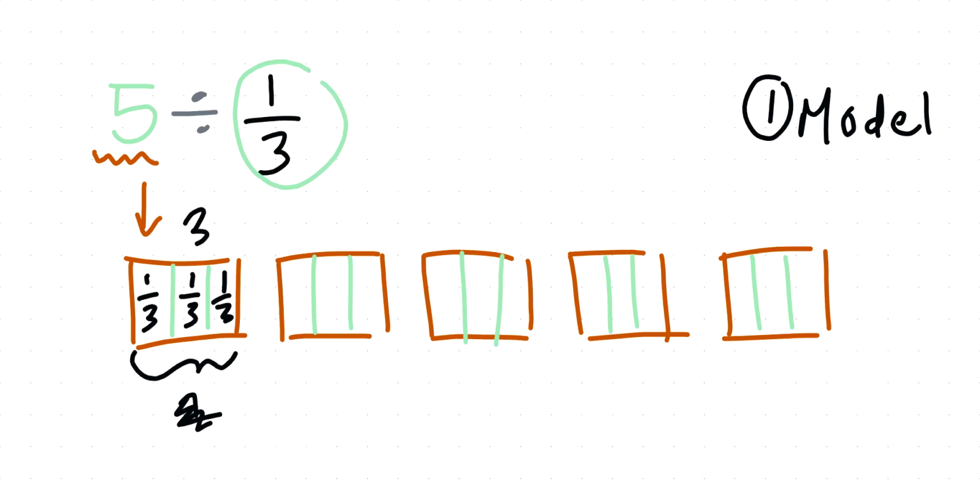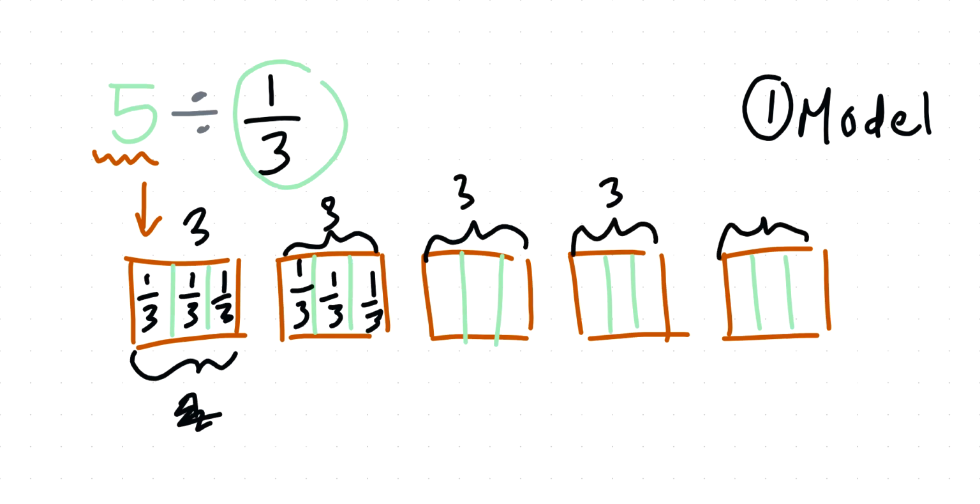The same concept applies over here. I've taken the 5 and cut it into pieces, and guess what happens over here? 3 pieces. Here, 3 pieces. Here, 3 pieces. And when we count those up, you're going to see we have 3, 6, 9, 12, 15 pieces.